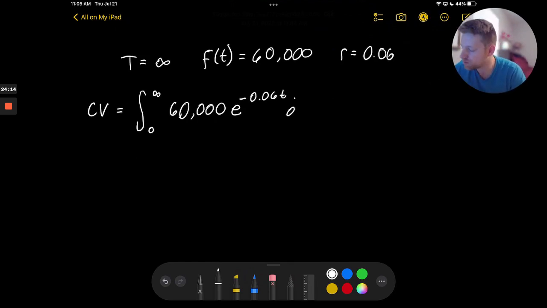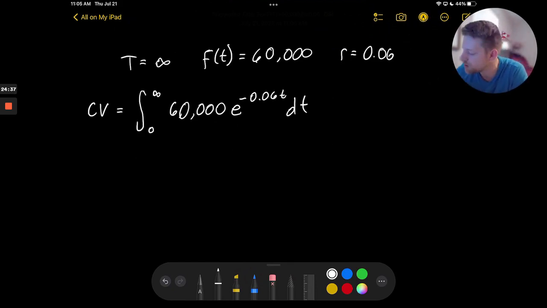So since we have an upper bound of infinity, we have to deal with that in a little bit different fashion than a constant. Since we can't evaluate an integral at infinity, one tactic that we're going to use, and we'll do this in the next lesson as well, is we're going to take a limit as that endpoint approaches infinity.